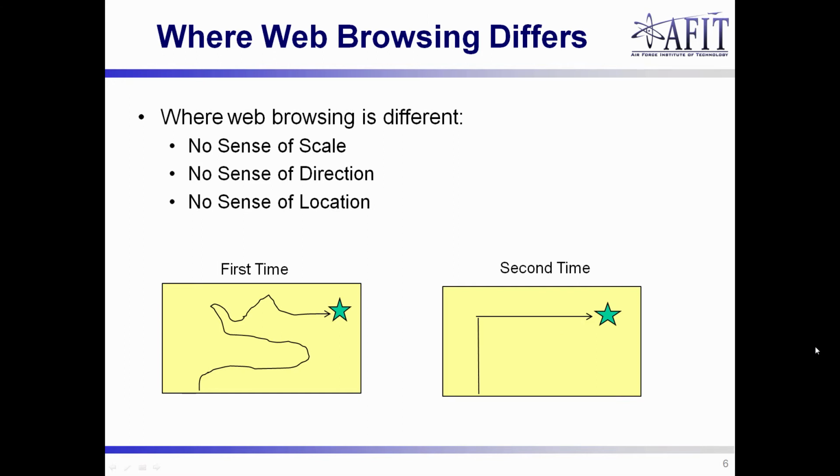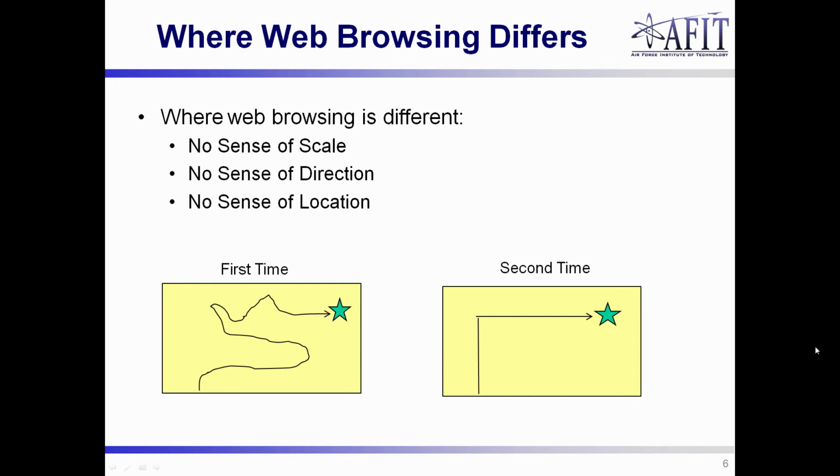You've also got no sense of direction, right? There's no sense of right or left, up or down. You have a little bit of sense of up and down in the hierarchy, but you don't have any of the visual cues that let you know that one thing is next to another. And of course, you've got no sense of location.